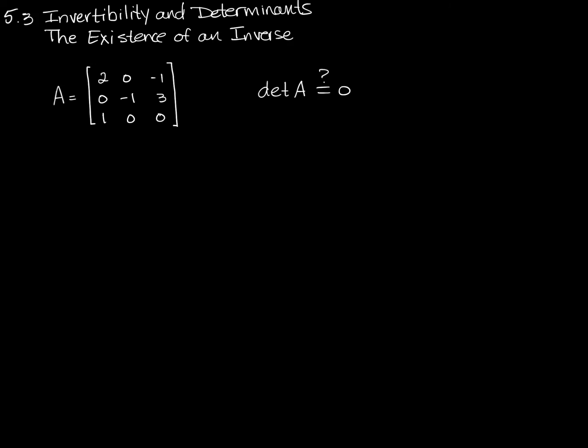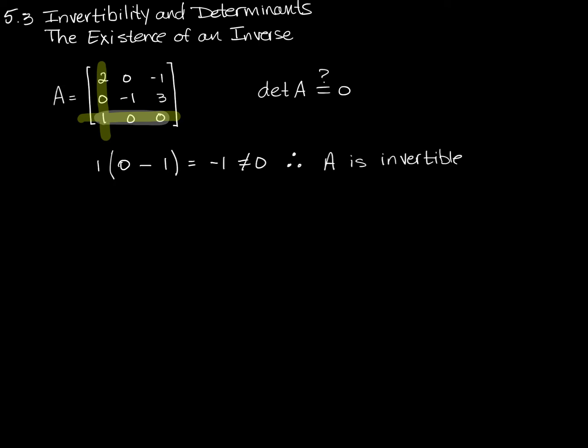So how do we find the determinant of a 3 by 3 matrix? Well, we pick a row or a column that's convenient for us to expand on, and I think I'm going to use this one. And we perform cofactor expansion on that row. So I'm going to have 1 times, let's see, I need to cross out the row and the column that 1 came from. That leaves me with a submatrix, and the determinant of that submatrix is 0 times 3 minus -1 times -1. So I have 1 times -1, which is -1, and that is not 0. So A is invertible. And that's it.